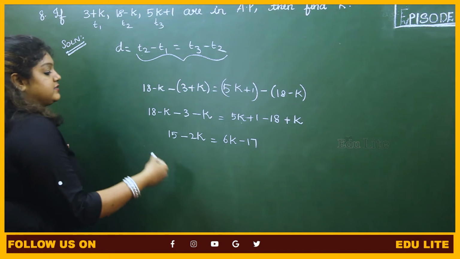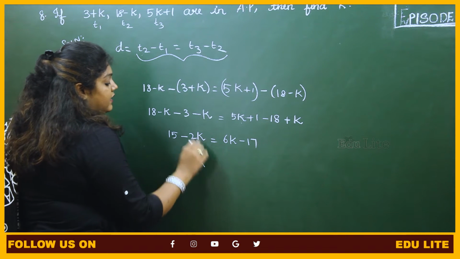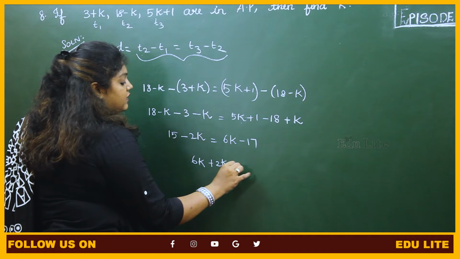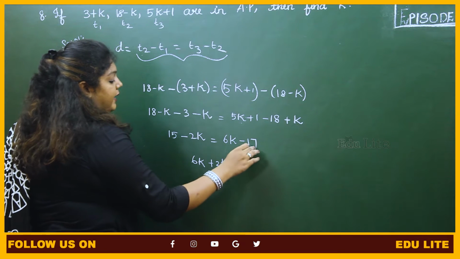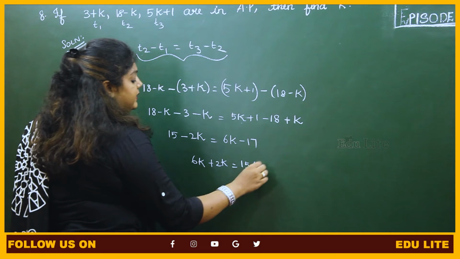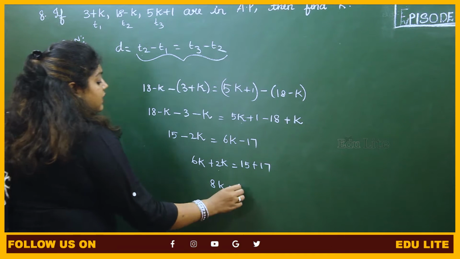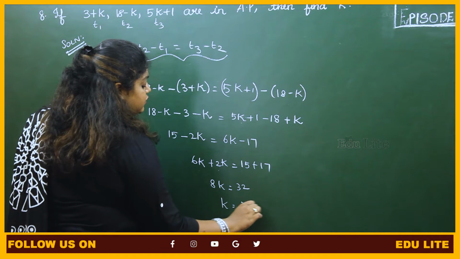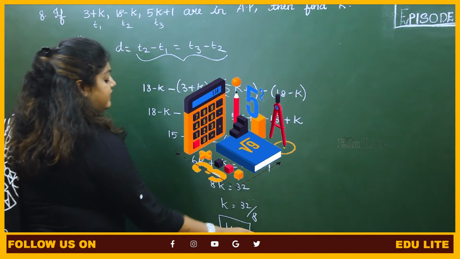We will take k's to one side and the constants to the other side. 6k, if I take the 2k to the other side, it will become plus 2k, which equals 15. I am taking 17 to the other side, it will become plus 17. 6 plus 2, 8k, equals 15 plus 17, which is 32. Therefore, k equals 32 by 8, k equals 4. So, thus we have found the value of k.